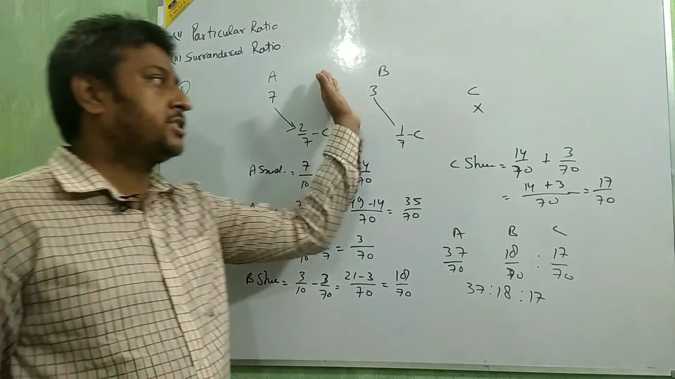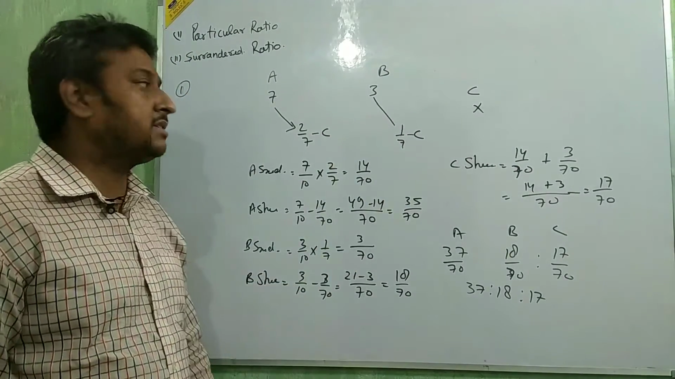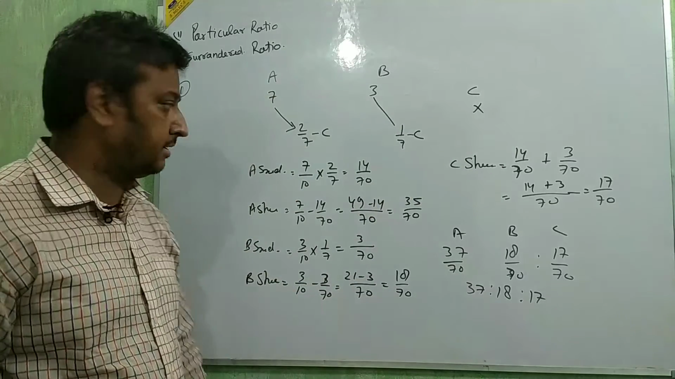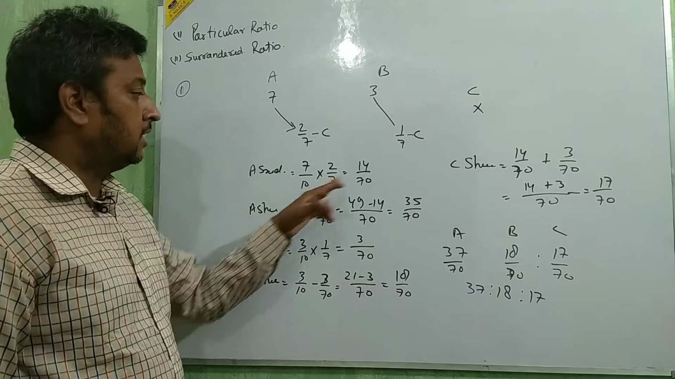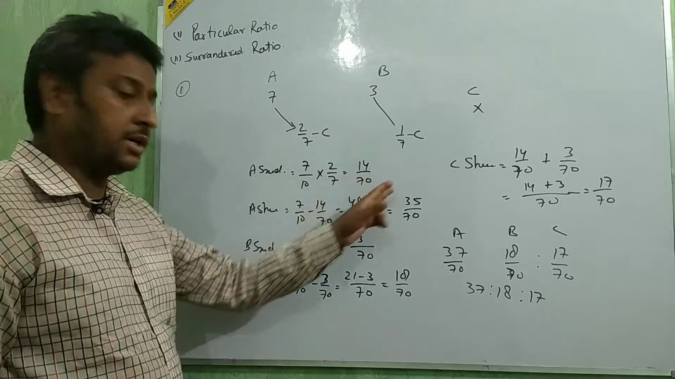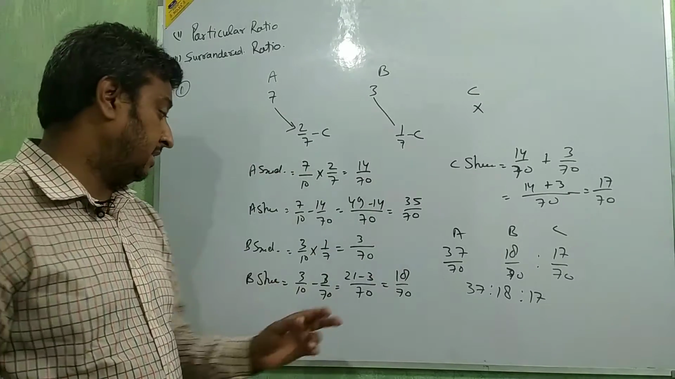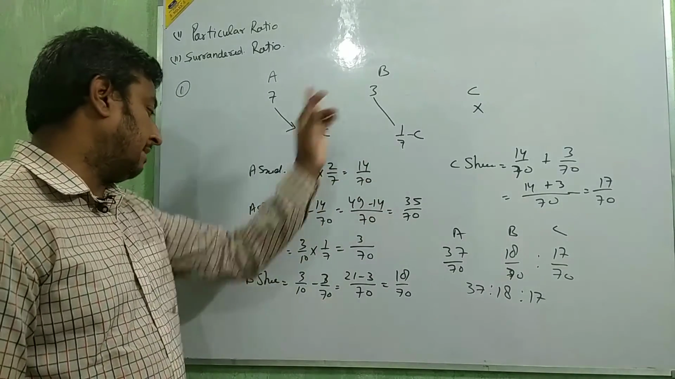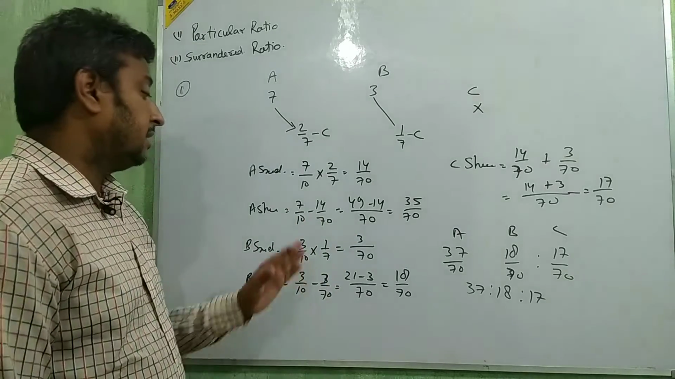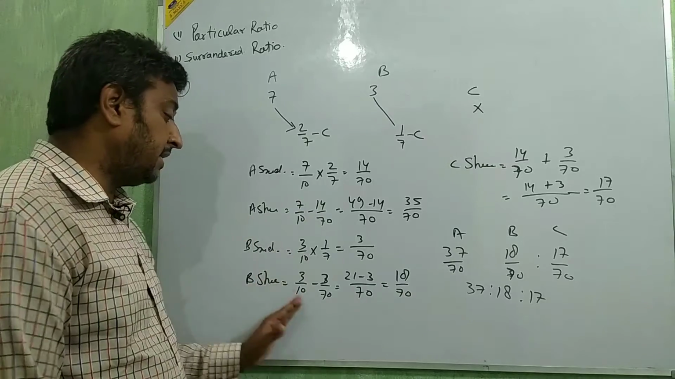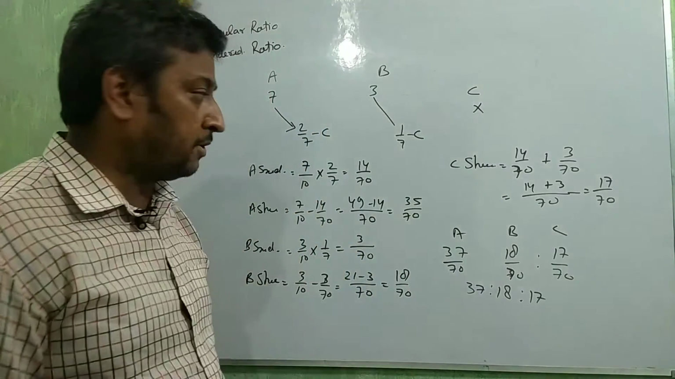7 and 3 is the ratio and C is coming, but its ratio is not given. A surrenders 2/7, B surrenders 1/7. First we are going to calculate 2/7 of A, 14/7. Then this 14/7 is less from A. Then we are calculating the ratio of A. Then 1/7 of the ratio of B: 3/10 into 1/7, 3/70. This ratio will be less from B. Then by that we are going to calculate the ratio of B, 18/70.